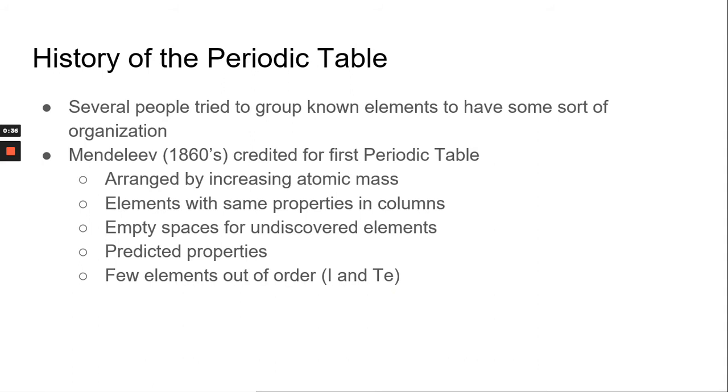So Mendeleev in 1860 is credited for the first periodic table. He arranged it by increasing atomic mass, which was not correct. Our periodic table is arranged by atomic number, not mass. So he was wrong in that aspect. However, he had elements with the same properties in the same columns. He left spaces for undiscovered elements, and he predicted the properties of those undiscovered elements. So again, because he did it by atomic mass, it was not 100% correct. So some elements were out of order, and the example was iodine and tellurium.